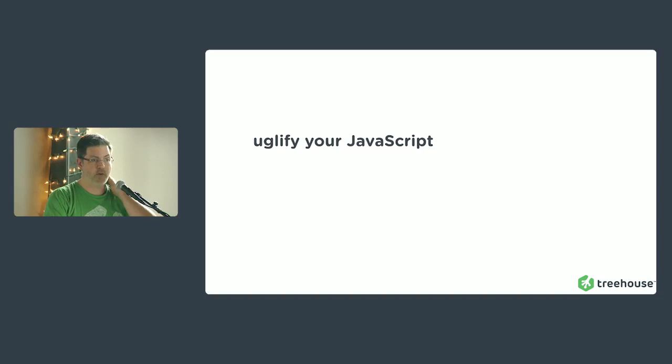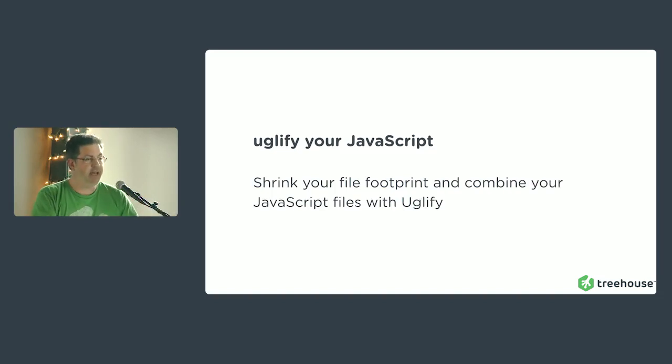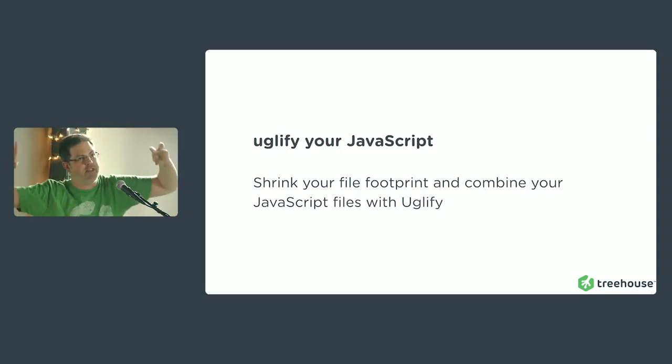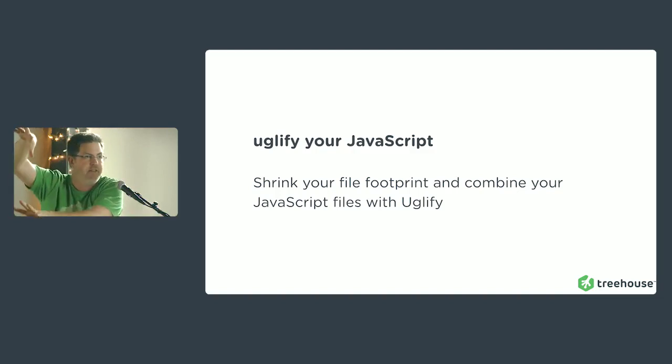So let's uglify your JavaScript. What does that mean? Well, there's actually a plugin called uglify. That's what they call it. And what it does is it takes JavaScript and it munches it down. It converts variables to smaller names. It gets rid of white spaces and carriage returns, and it munges it down to the smallest possible still functioning file size. So it lets you shrink your file footprint. It also lets you concatenate files. So you can take a bunch of different JavaScript files, munge them together, minify them, and put them into a single file so that your site is going to perform much more quickly.